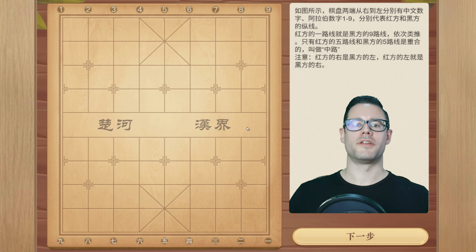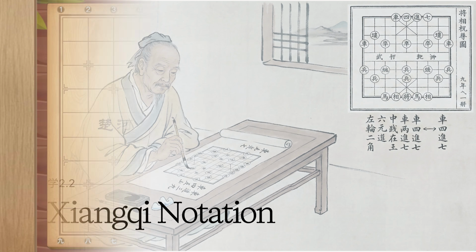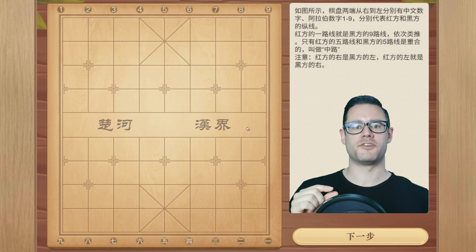So to complete our very beginner tutorial for the student level 1 and student level 2 ranks, we're going to learn the notation system that's used in Xiangqi. And I'm going to display on the screen both the traditional Chinese version and the Romanized version so that you can kind of get a sense for both of them.